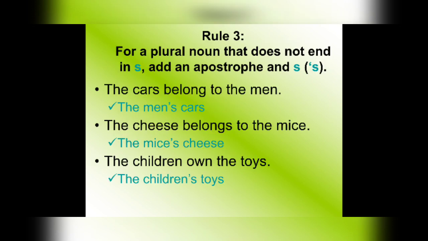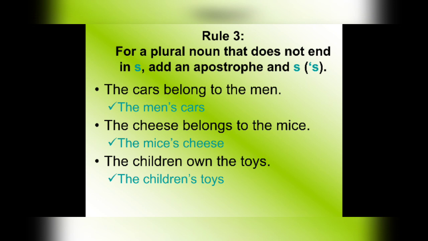So let us understand rule number 3. For a plural noun that does not end in s, add an apostrophe and s. Correct? So it is similar to the first rule. Here we have to add an apostrophe and s. The cars belong to the men. So here the answer is the men's cars. You see the plural form of this, men, and cars. But we have shown the possession of men, so that's why we have added apostrophe s for the men.